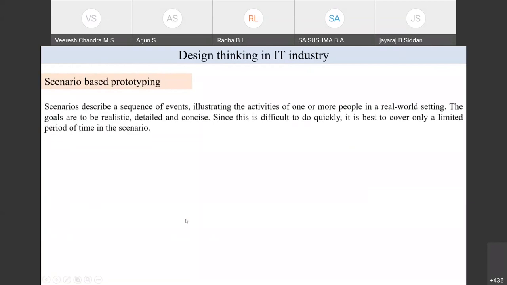So that's what scenarios describe: a sequence of events illustrating the activities of one or more people in a real-world setting. The goals are to be realistic, detailed, and concise. Since this is difficult to do quickly, it is best to cover only a limited period of time in the scenario.